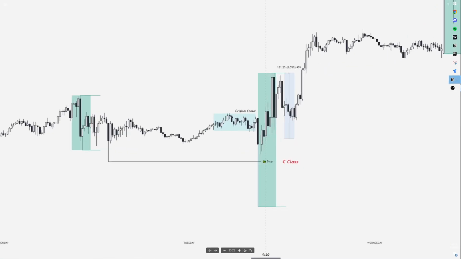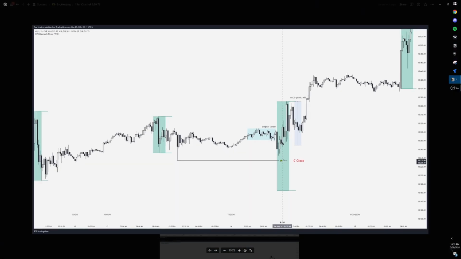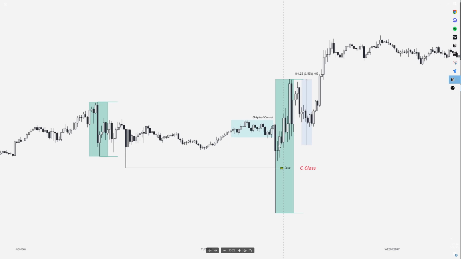Here, original consol, 8:30 drops it. So your 8:30 Judas swing is your C classification. Turtle soup down here. 9:30, what is it going to do? Well, it's not going to have the Judas swing again. It's just going to expand. So you can find either a fair value gap in here to trade into or just a short-term run on stops and it trades back up.